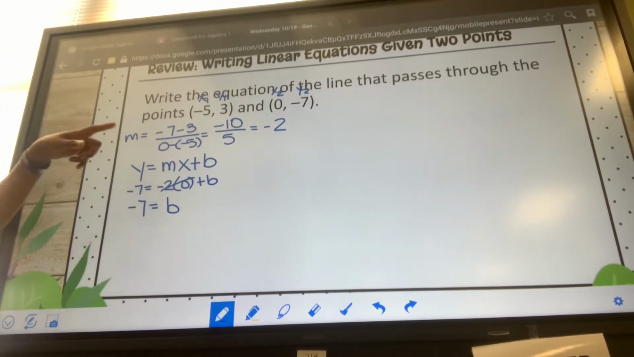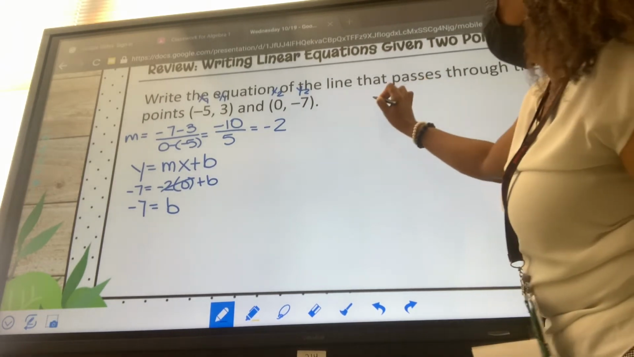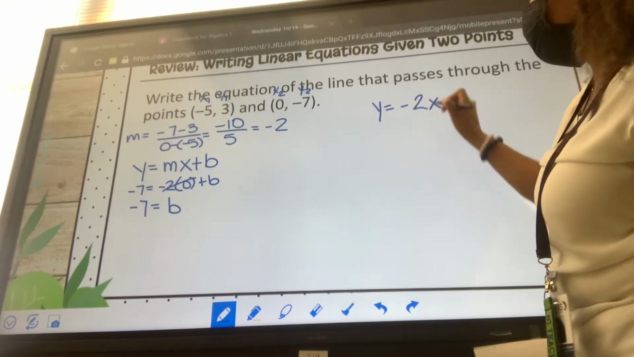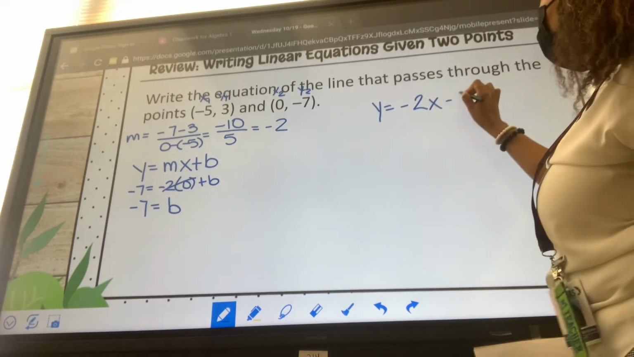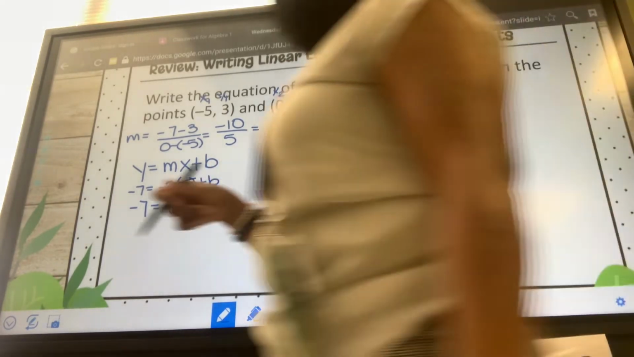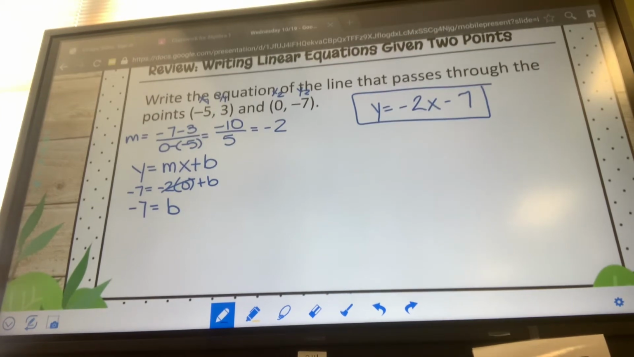Now that I have my m and my b, I can write slope intercept. So we're going to write y equals negative 2x, b is minus 7. Look at that, it's the same equation from number 3. All right, there's slope intercept.